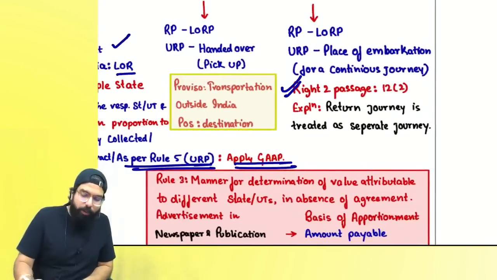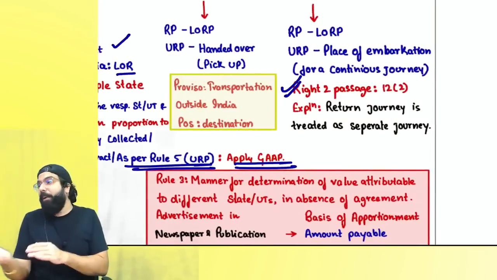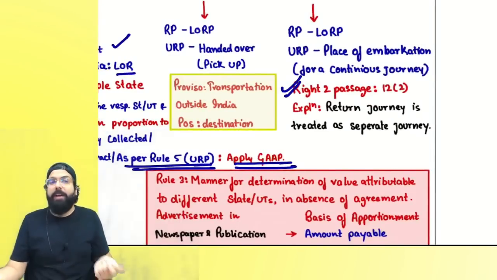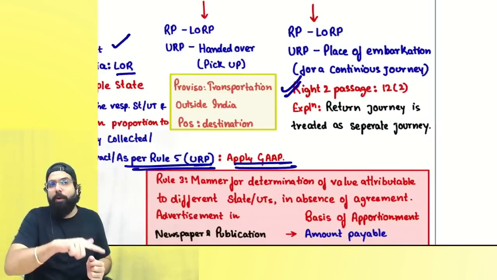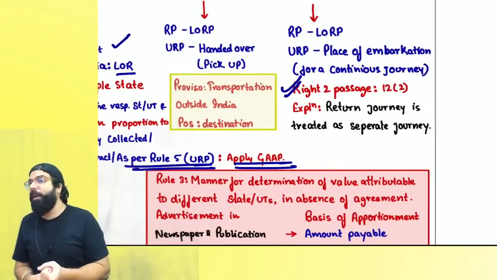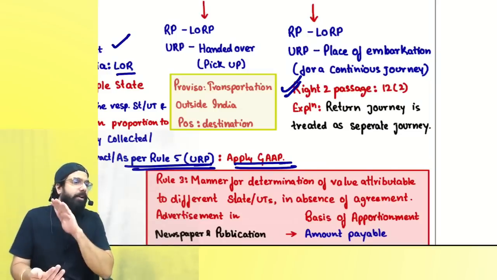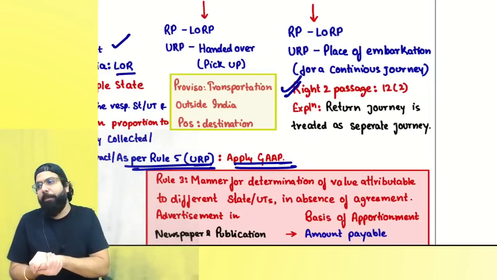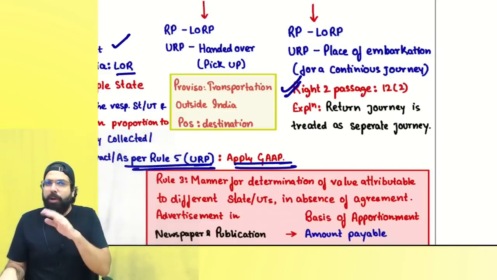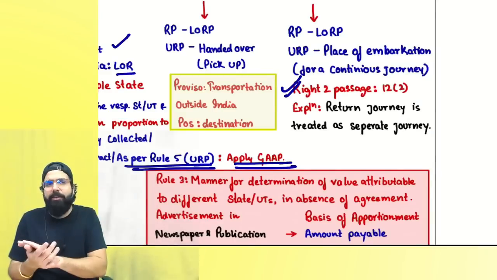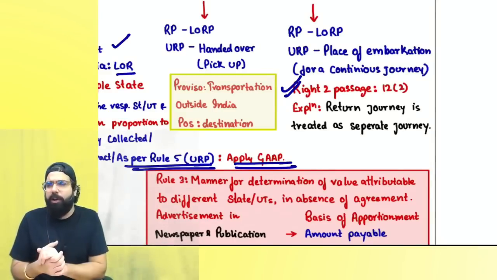Then right to passage. What do you mean by right to passage? Metro cards are basically right to passage, where you can get in at any station and get out at any station. For right to passage, the general rule is applicable, which is the location of the recipient of service. If that is not there, location of the supplier. Sir, what is the general rule? Location of the registered person. If that is not there, address on record; if that is not there, location of the supplier.